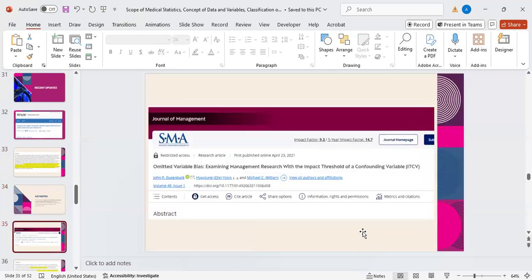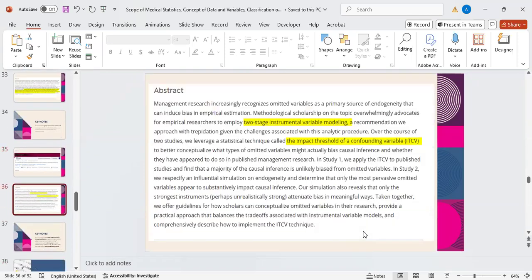Second article is Omitted Variable Bias: Examining Management Research with the Impact Threshold of a Confounding Variable. Management research increasingly recognizes omitted variables as a primary source of endogeneity that can induce bias in empirical estimation. Methodological scholarship on the topic overwhelmingly advocates for empirical researchers to employ two-stage instrumental variable modeling, a recommendation we approach with trepidation given the challenges associated with the analytic procedure.